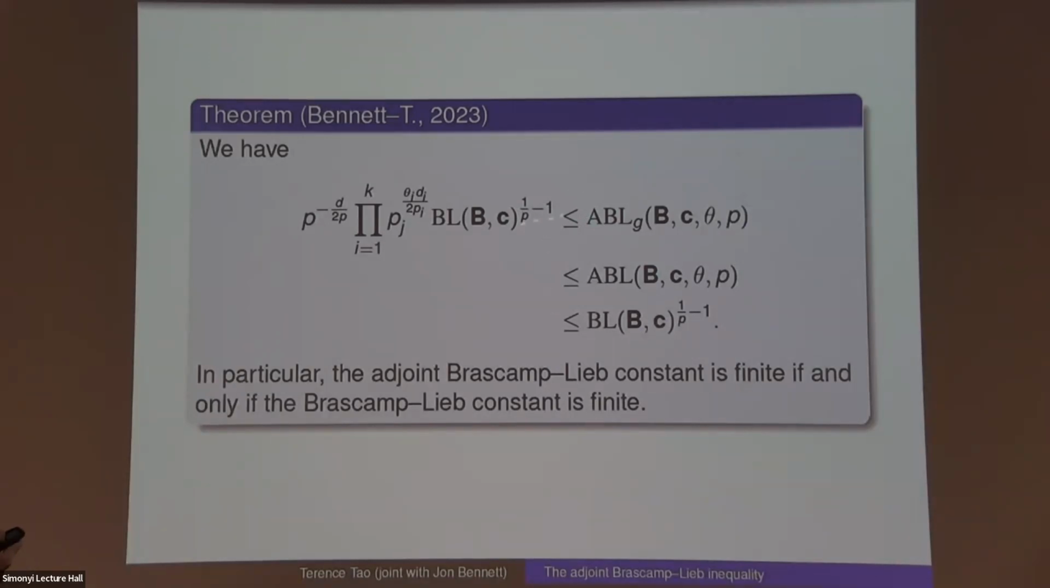Although I think we know that every single inequality can be strict, which is annoying. So the situation is not as pretty as with Lieb's theorem, where we have this perfect equality, and that's a beautiful theorem. We only have equivalence of constants. But in particular, one corollary is that this adjoint constant is finite if and only if the Brascamp-Lieb constant is finite.